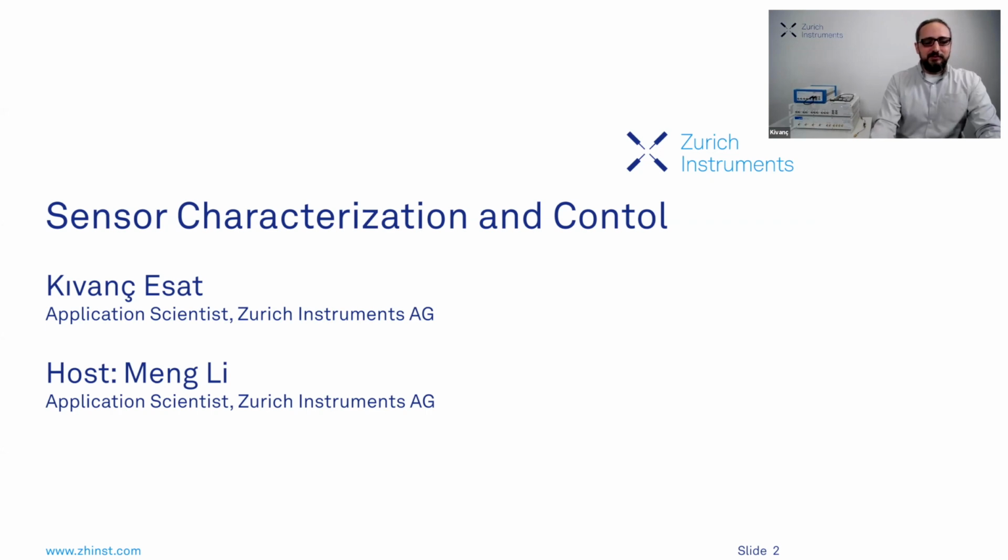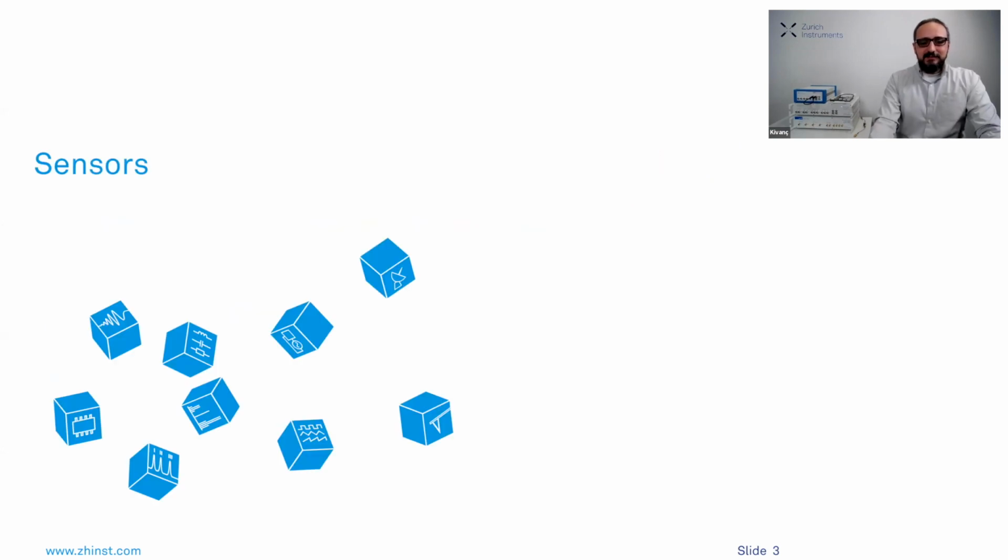So let's dive into it. As Meng said, today we will talk about sensor characterization and control using Zurich Instruments lock-in amplifiers. These sensors could include, but are not limited to, inertial devices such as MEMS gyros, accelerometers, cantilevers for atomic force microscopy, light detectors, impedance-based devices such as humidity sensors, and so on.